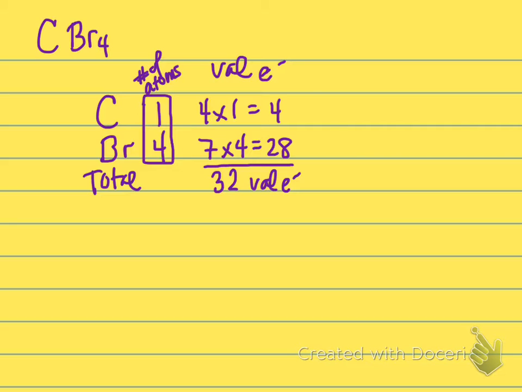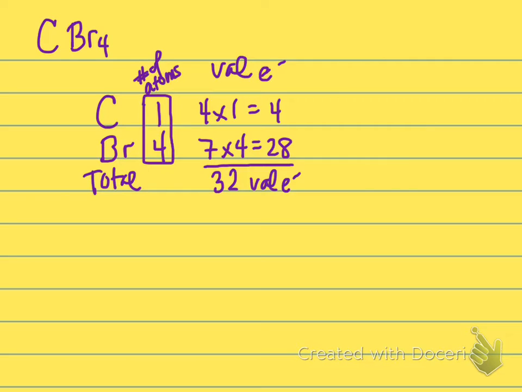Well, if we want to look at the valence electrons that each has, we know that carbons each have 4 valence electrons, and there's only 1 of them. Bromine has 7, and there are 4 bromines, so that gives us 28 valence electrons. We have a total of 32 valence electrons in this compound. Great! That's how many valence electrons they have. Now, how many do they want?